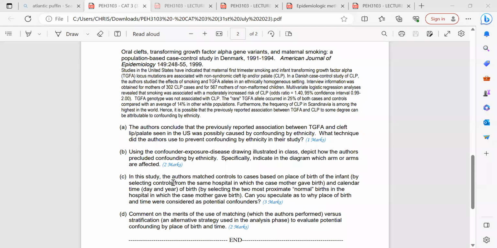Okay, we can think through that. So part number C, as we think through that, in this study, the authors matched controls to cases based on place of birth of the infant by selecting controls from the same hospital in which the case mother gave birth.